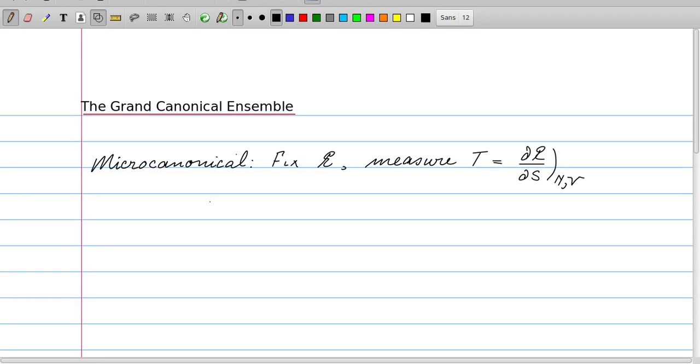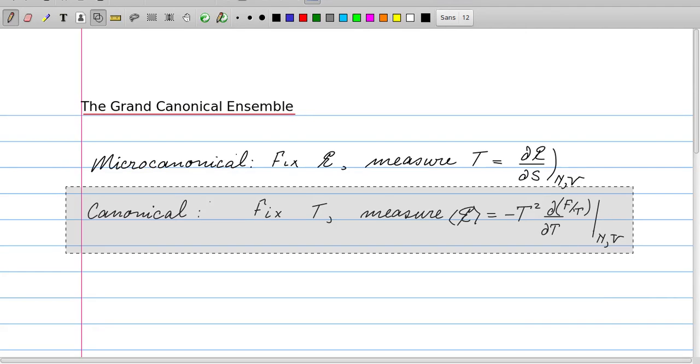Before we really go into the Grand Canonical Ensemble, let's recall how we constructed the Microcanonical Ensemble. The Microcanonical Ensemble is an ensemble of systems which all have the same energy, so we fix the energy and the temperature can then be measured. The alternative way of dealing with energy and temperature is the canonical ensemble, where we fix the temperature and we can measure the energy, and the energy can also be calculated when we know the free energy. E is minus T squared d(F/T)/dT at fixed N and V.